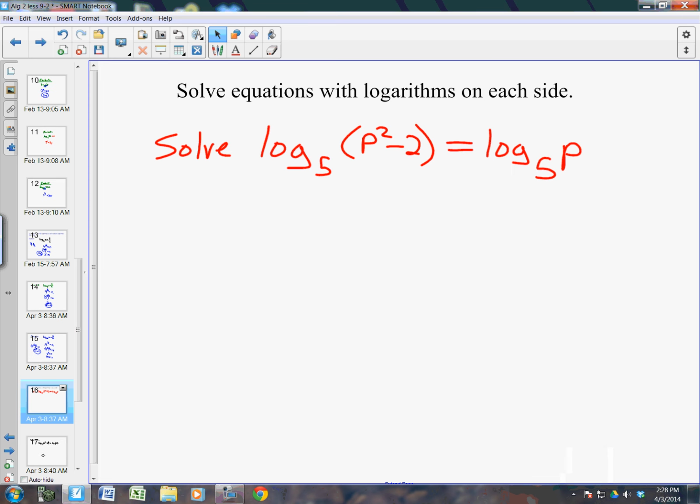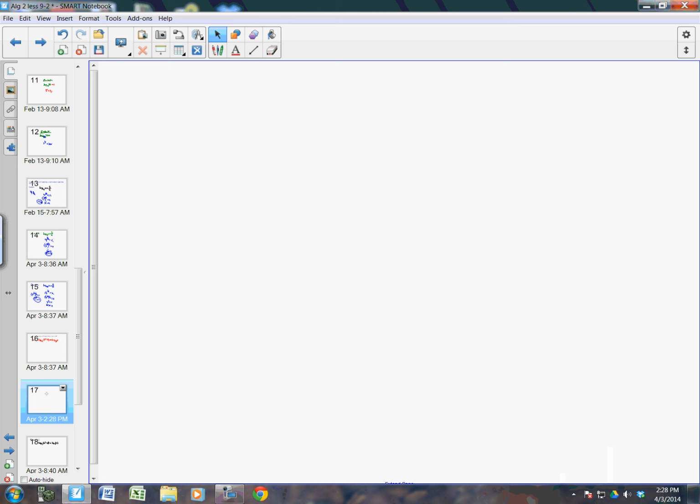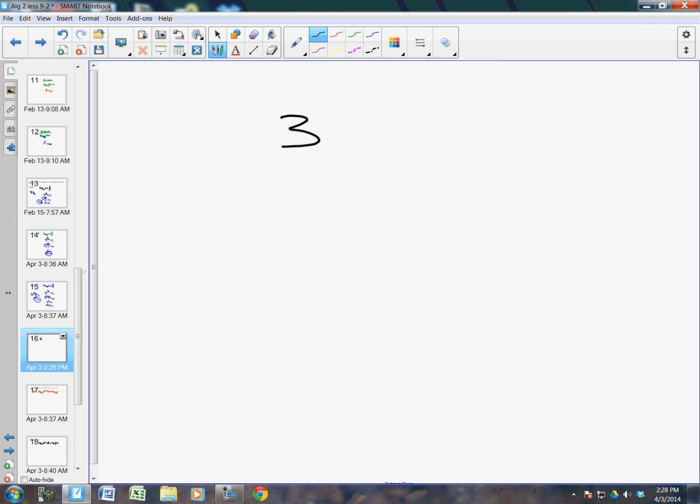All right, now, before I do this one with you, I need to show you a little trick right here. Okay, let's say I had 3 to the 4th power equals 3 to the x power. Raise your hand when you know the answer to that. Don't say it out loud, please. What is x? Just raise your hand.